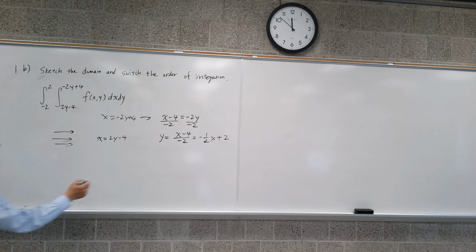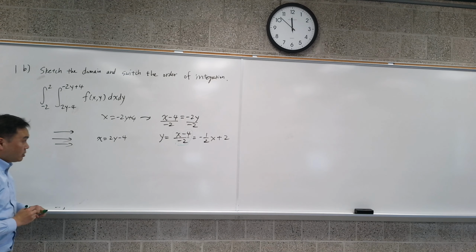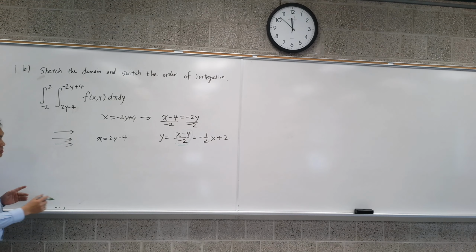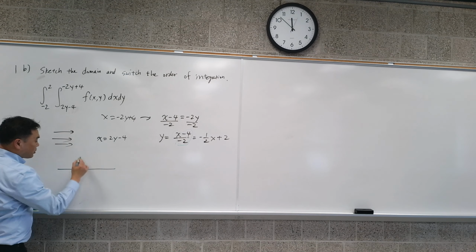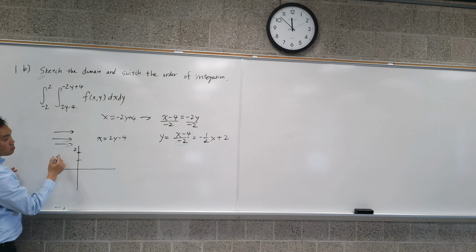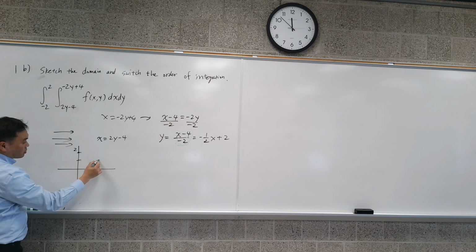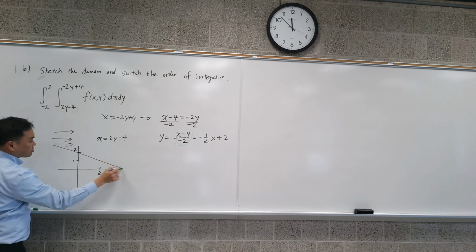Everyone knows that, right? You can do this. And that means you have the graph where the y-intercept is 2, and the slope is negative 1/2, which is decreasing. So when you're at 2, you should be at 1. So that's the graph.